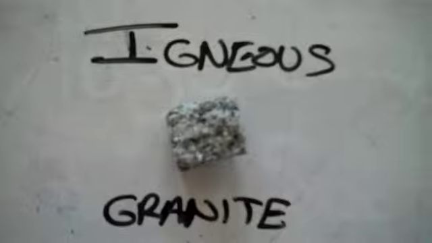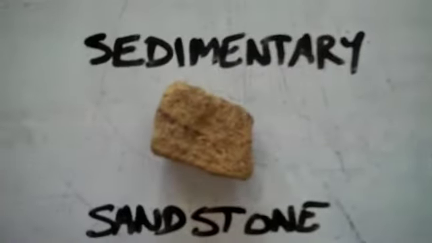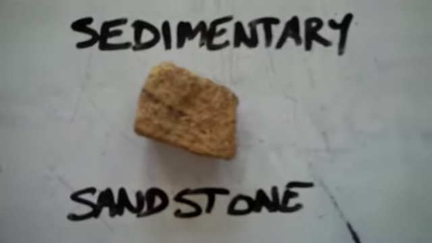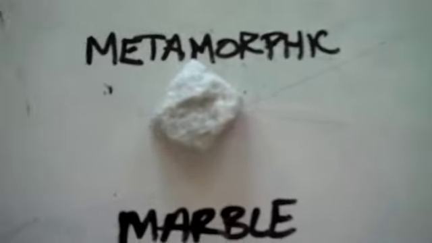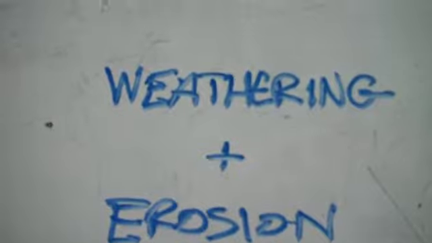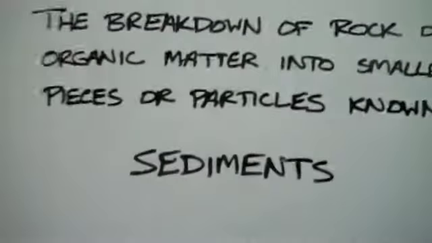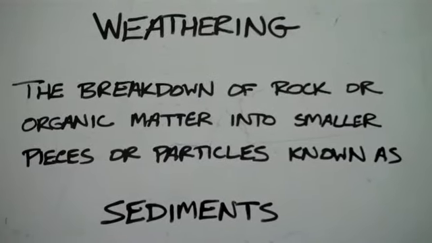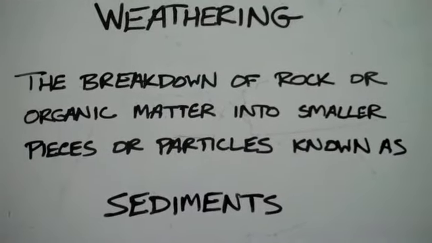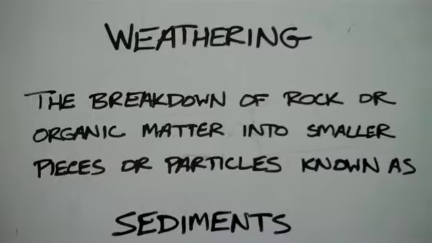Whether you are an igneous rock, like granite, sedimentary rock, like sandstone, or metamorphic rock, like marble, your rock can be weathered and eroded. Weathering is the breakdown of rock or organic matter into smaller pieces or particles known as sediments.